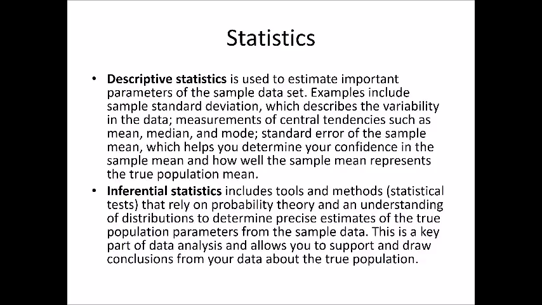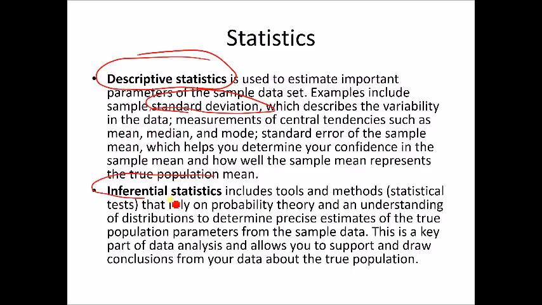Statistics are becoming a more and more important part of the AP Biology exam. You need to know how to do two important types of statistics. First of all, we have descriptive statistics. These are used to estimate certain parameters of our data set. Examples include the standard deviation, which tells us about the variability of our measurements. Also, the measurements of central tendency, like the mean, the median, and the mode. Also, we have the standard error of the sample mean, which helps us to determine how well our sample mean represents the real population mean, the broader group mean.